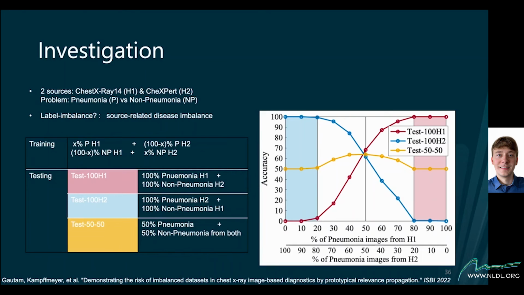And similarly, if we look at this 50-50 split, we see that initially it's just 50-50 because it's only looking at which image comes from which hospital. But then as we approach this 50-50 split, also during the training, we get more reasonable performance.